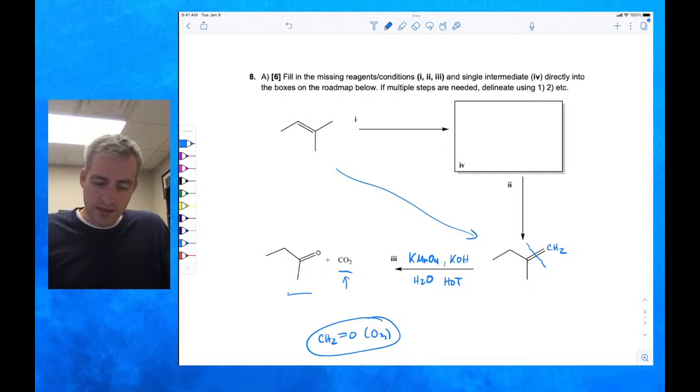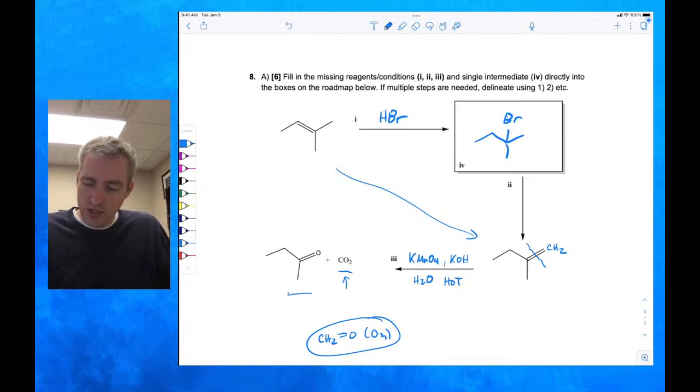So in this case, there's a number of different ways you could imagine doing this. The easiest way is probably if you used HBr. You would do addition. It would be Markovnikov addition. And you would make this.